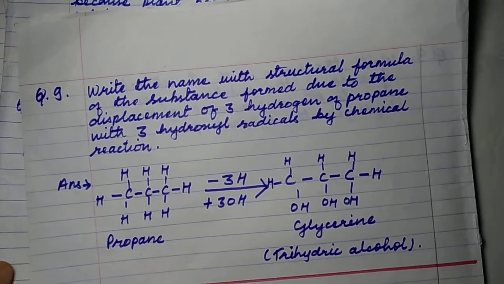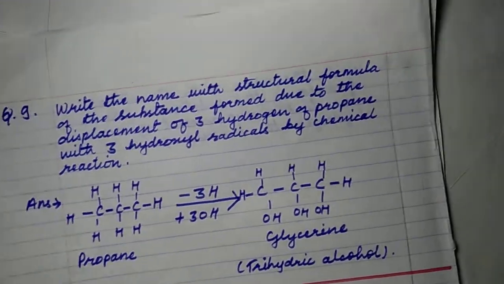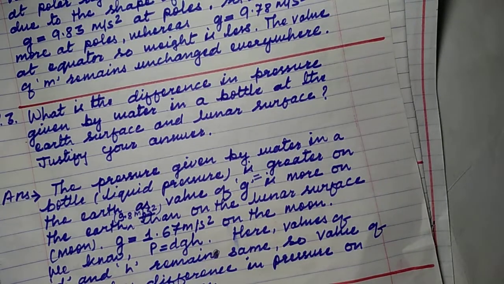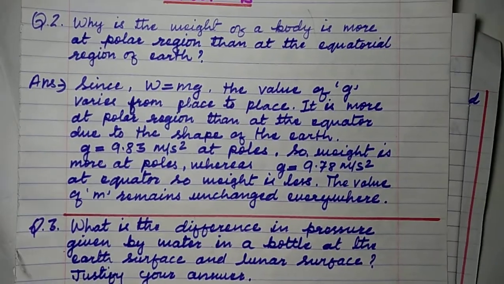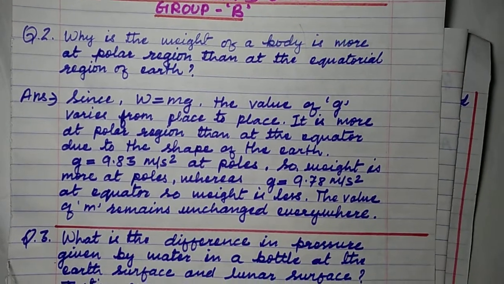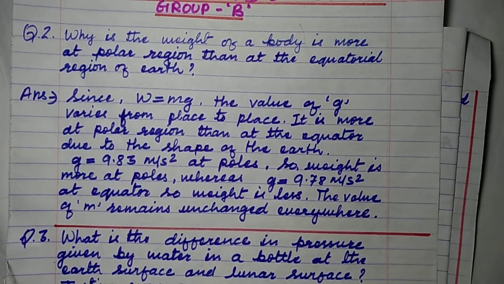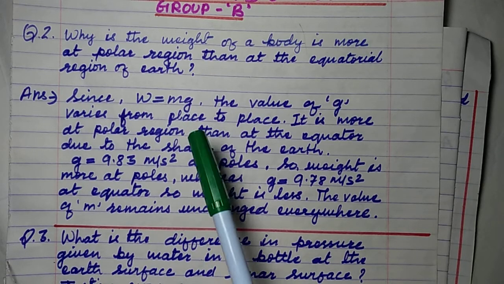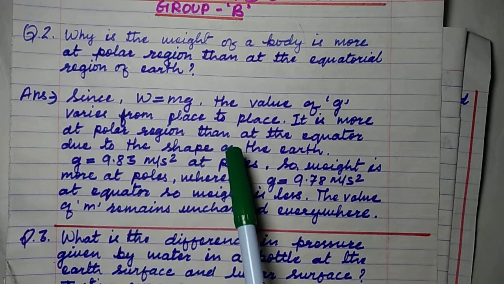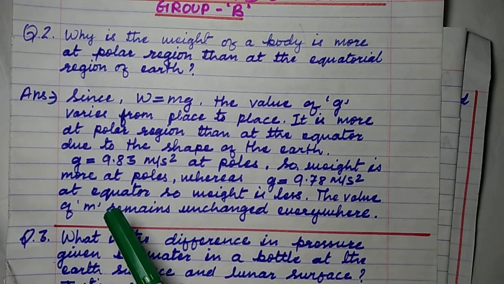Now we are going to see next question, that is question number 2. Why is the weight of a body more at polar region than at the equatorial region of the earth? Since W equal to mg, formula of weight, the value of g varies from place to place. It is more at polar region than at the equatorial region due to the shape of the earth. So earth is a little bit flat on the poles and it is bulging out at the equator.